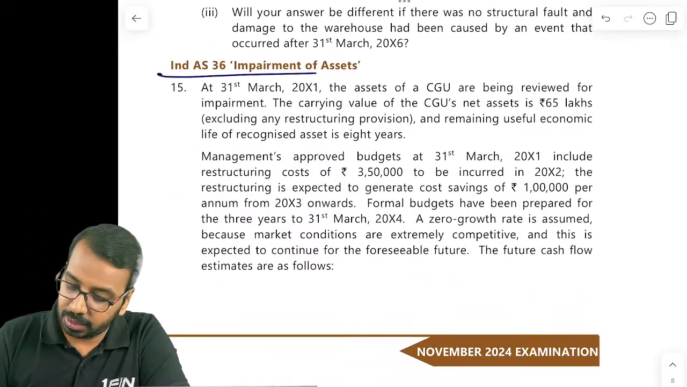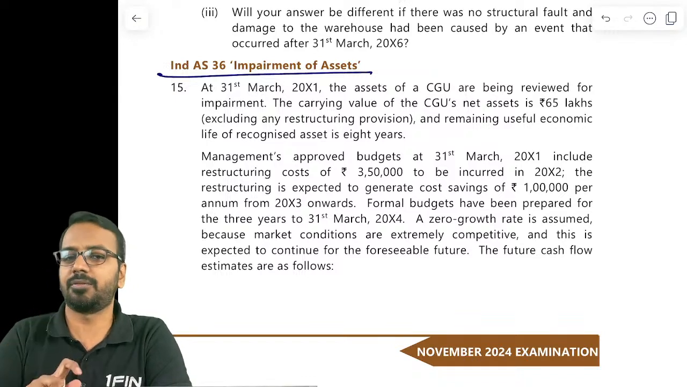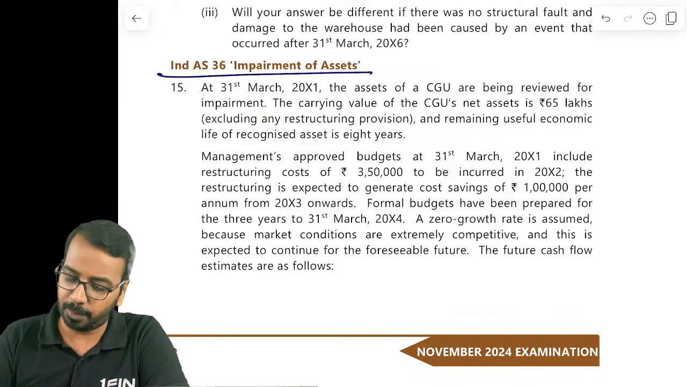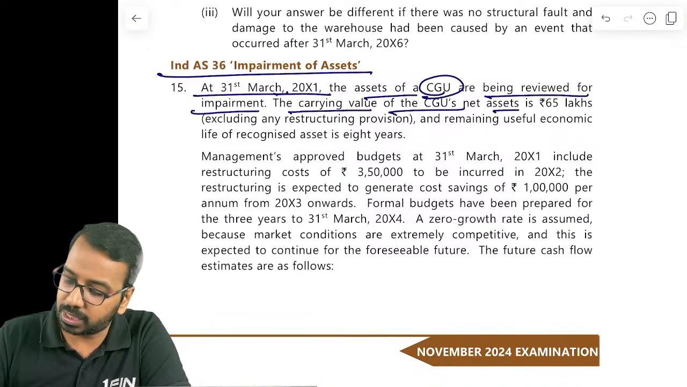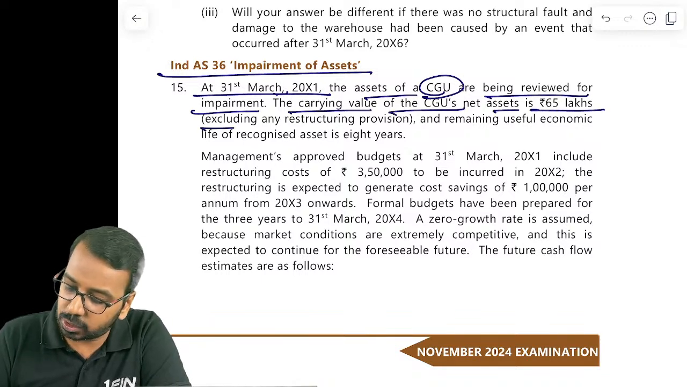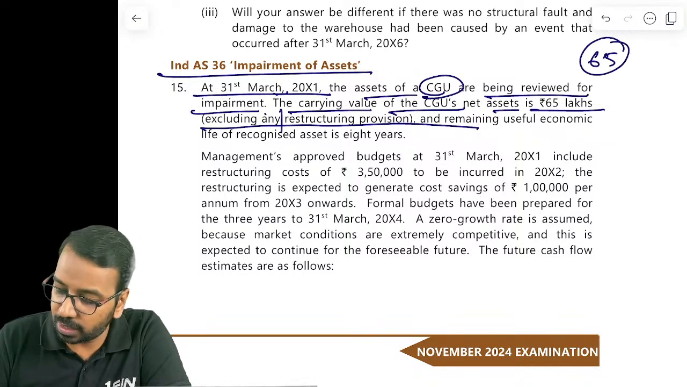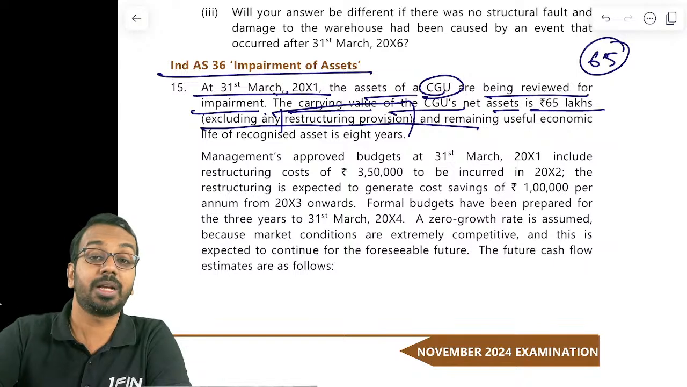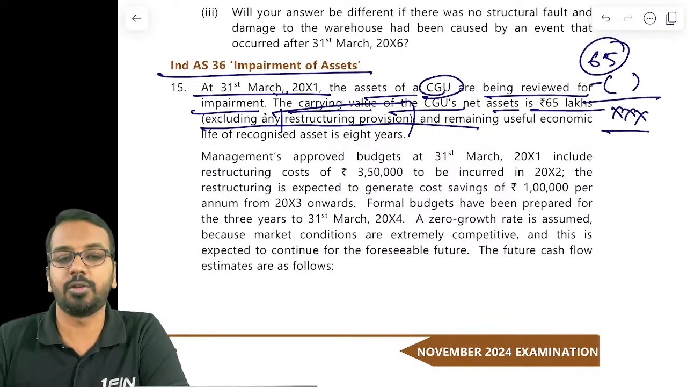Then India's 36 impairment of assets, just a couple of things that you have to keep in mind. The rest of the question is pretty simple. Okay, so let's look at this. At 31st of March of year 1, assets of a CGU are being reviewed for impairment. Carrying value of the CGU's net asset is 65 lakhs, excluding any restructuring provision. So 65 lakhs is the carrying amount. If at all you have to create any restructuring provision, it becomes a liability. So you'll reduce that restructuring provision, and this amount will be your carrying amount.